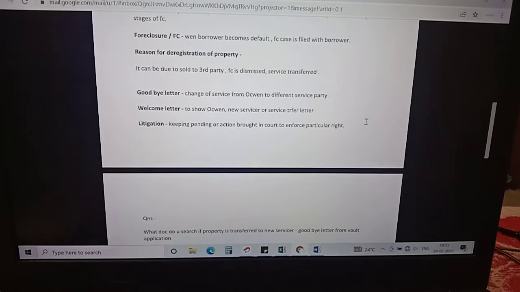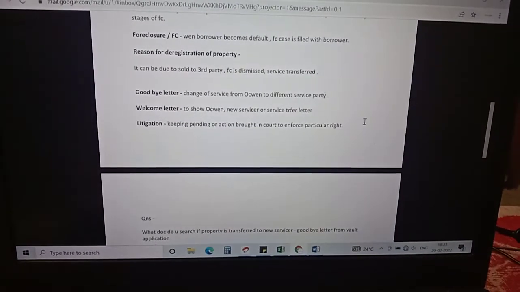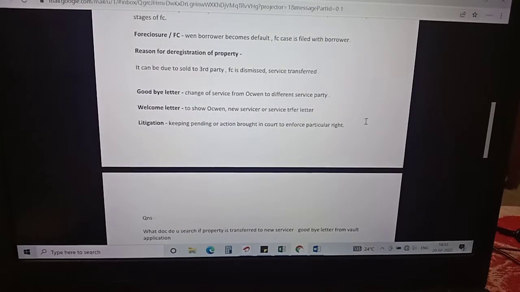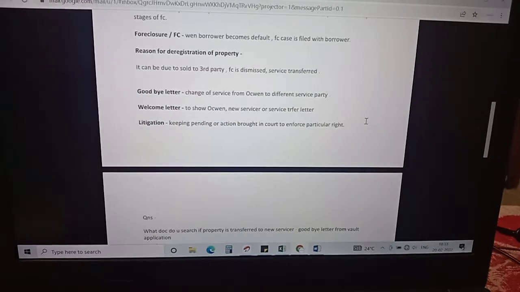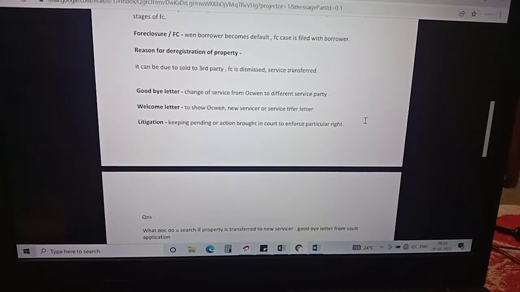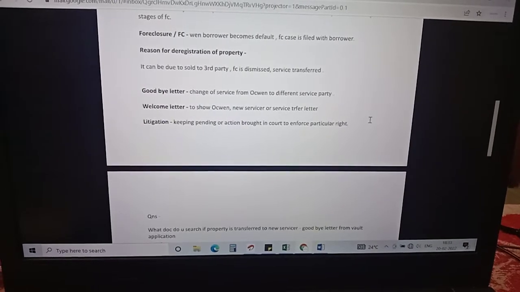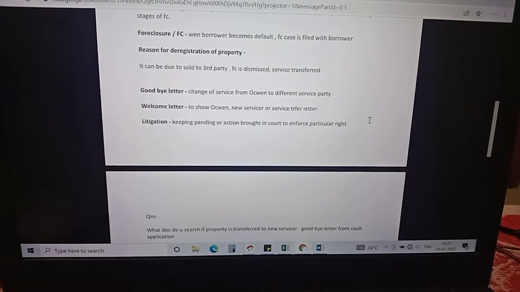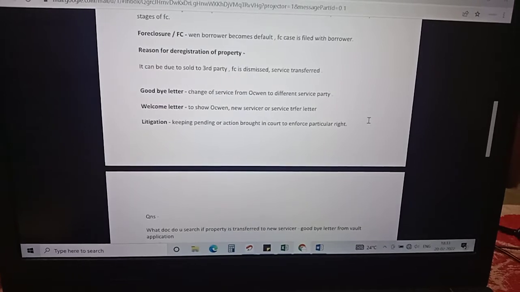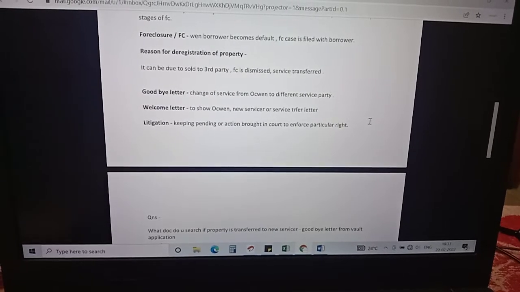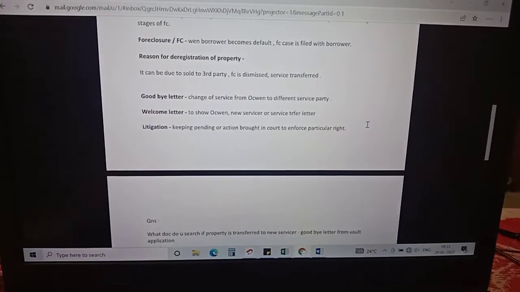So what does this goodbye letter mean? A change of service from occupant to a different service party. And what is a welcome letter? It shows the client the new servicer, or service transfer letter. What is litigation? Keeping pending, or an action brought in court to enforce a particular right.